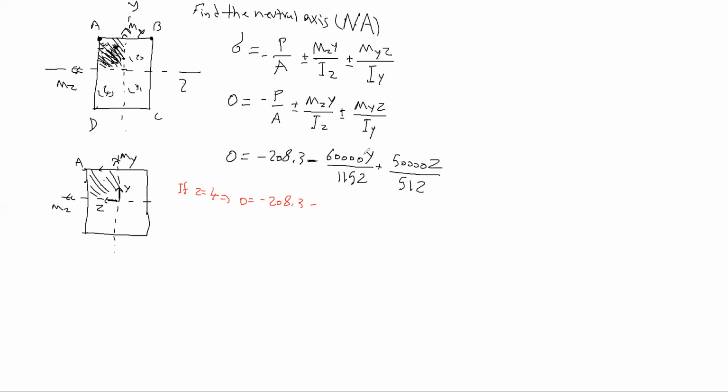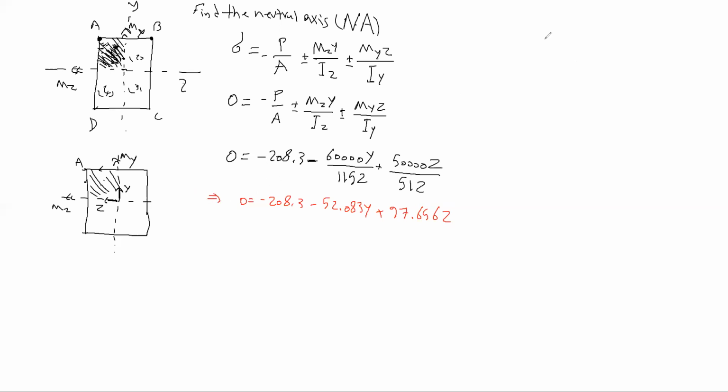Minus 60,000 divided by 1152 would be negative 52.083Y. Okay, let me write all of the general formula, and then I pick Z equal to 4. Yeah, this is the general formula. Let me simplify the formula. Okay, this formula becomes this.